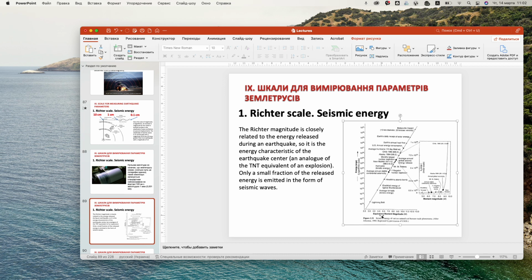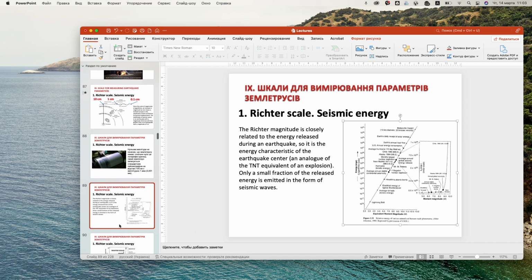one magnitude differs from the other in 30 times the energy. The energy which was emitted from magnitude 6 to magnitude 7 differs by about 33 times. And if you compare magnitude 6 with magnitude 8, the difference in ergs will be 1000 times.